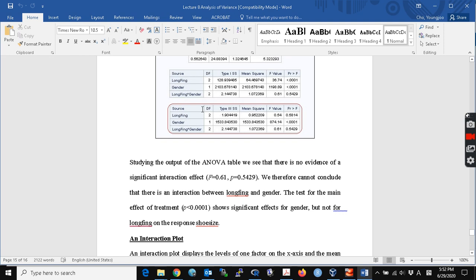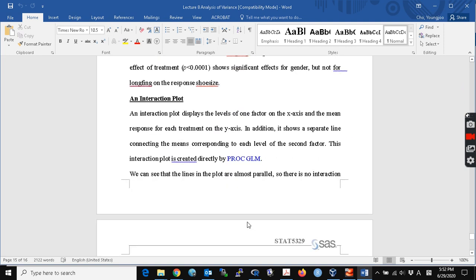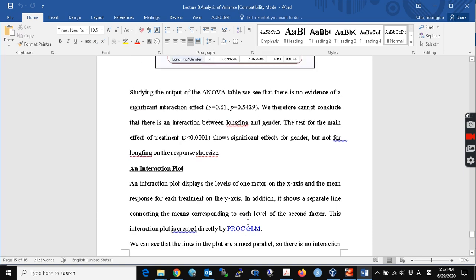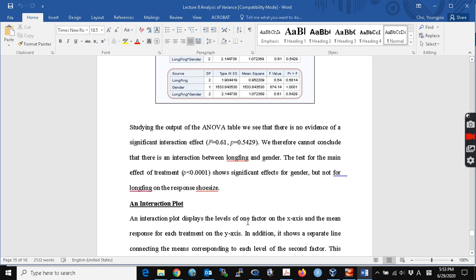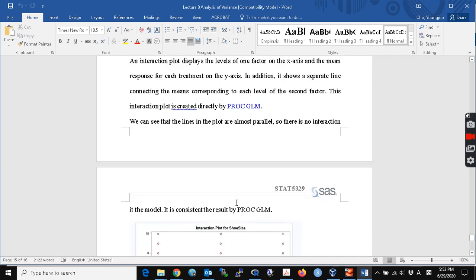So you can see that for the type 3 sum of squares, only gender is significant. There is no interaction effect and there is no main effect for longfin. The interaction plot is useful to look at graphically whether there is an interaction effect. This is the formal test, and you can see that there is no interaction effect by the formal test.